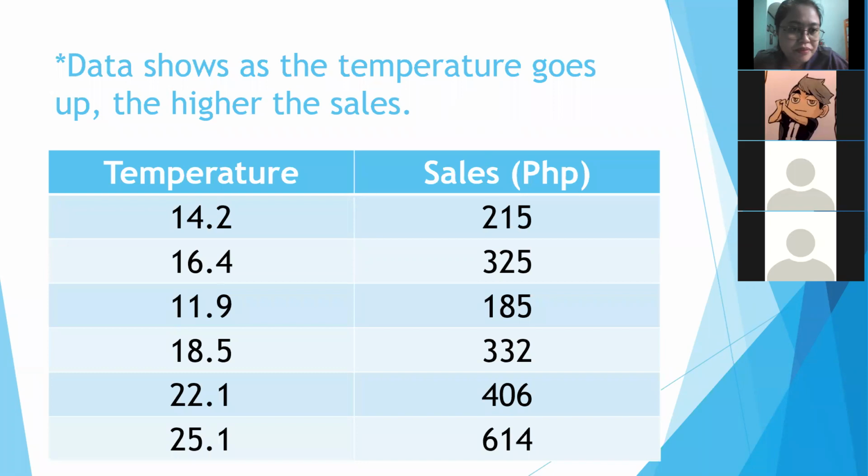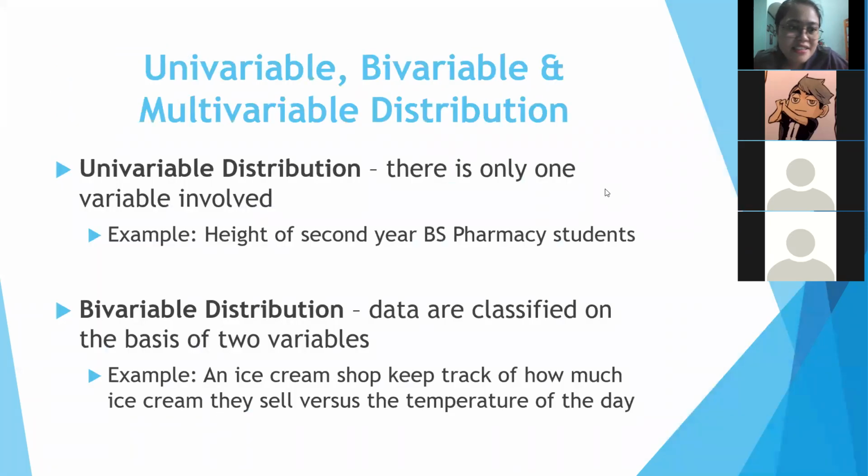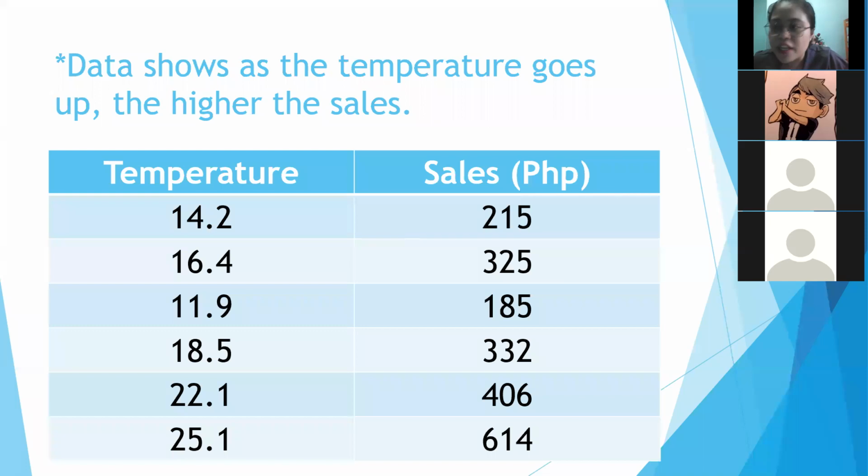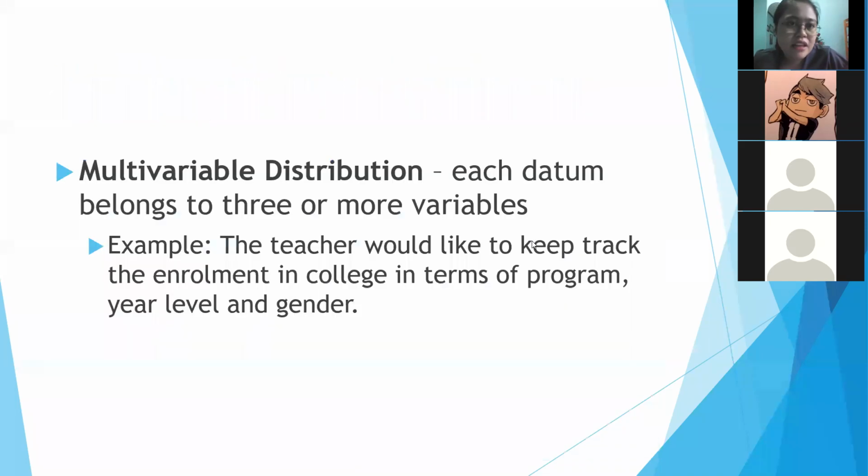So that's it. So this is directly proportional. As the temperature goes up, the sales also goes up. But nevertheless, this is a bivariable distribution. You have two variables na mini-measure sa iyong study.